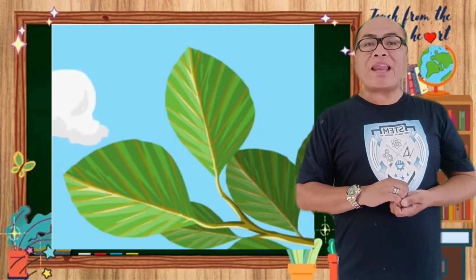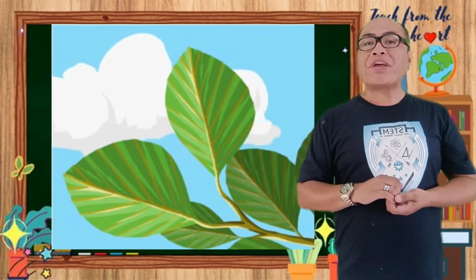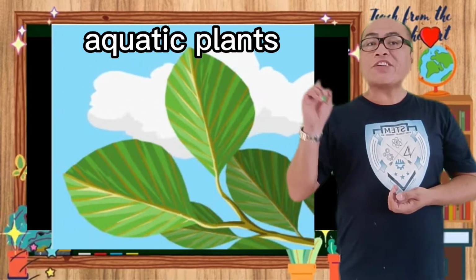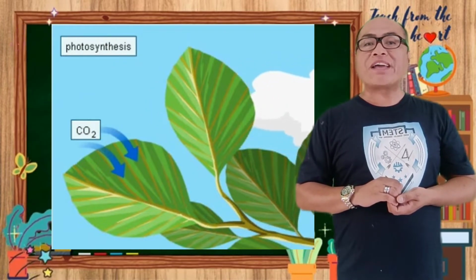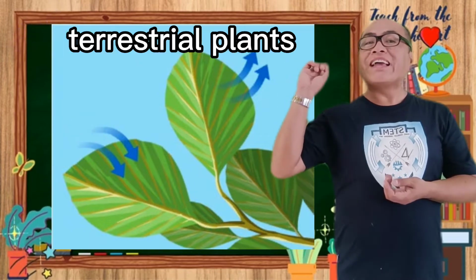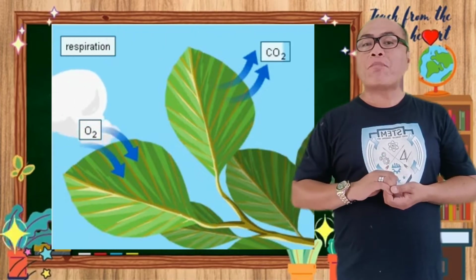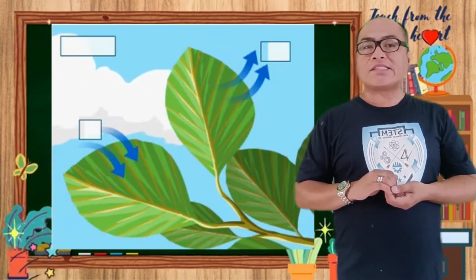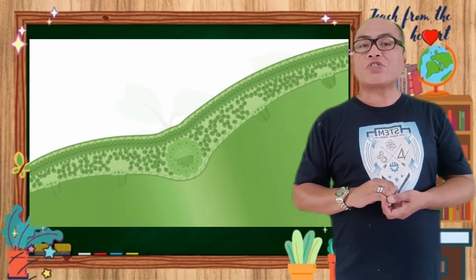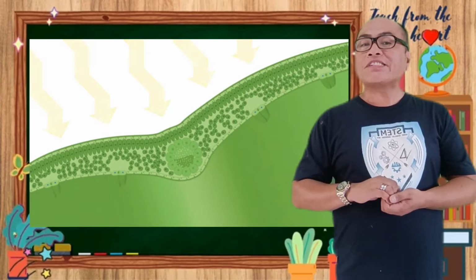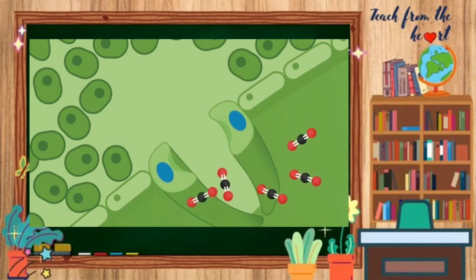Although plants are complex organisms, they exchange their gases with the environment in a rather straightforward way. In aquatic plants, water passes among the tissues and provides the medium for gas exchange. In terrestrial plants, air enters the tissues and the gases diffuse into the moisture bathing the internal cells. In plants, oxygen and carbon dioxide diffuse through the stomata and the intercellular spaces of the leaves and the lenticels of the bark.